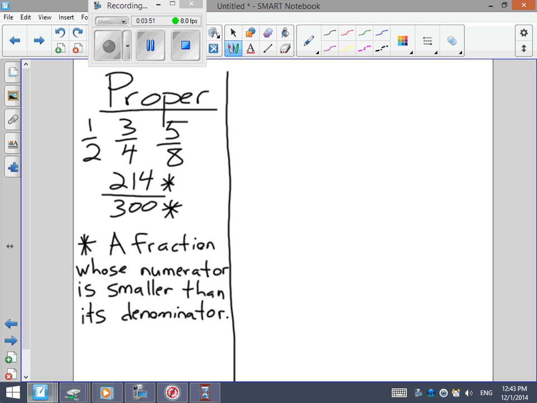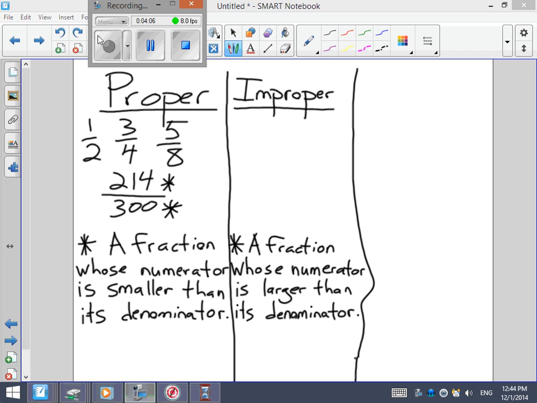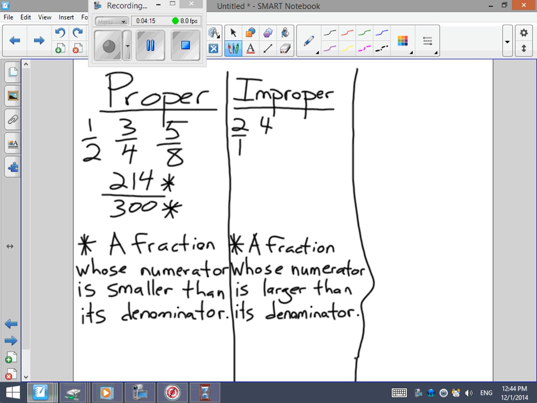On the same note, pretty much the opposite. If that was proper, this is improper. The key was that the numerator was smaller than the denominator. So for this one, take a guess. It is a fraction whose numerator is larger than its denominator. So if we switch these around, you can have 2 over 1, 4 over 3, 8 over 5, and so on. You can think of a whole bunch: 11 over 7, 66 over 65. It all works, as long as the numerator is larger than the denominator.